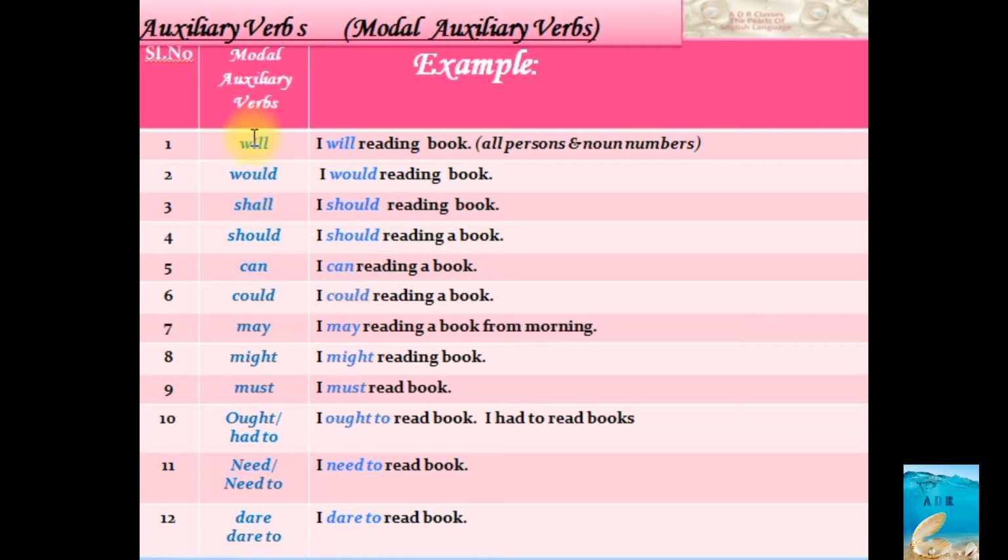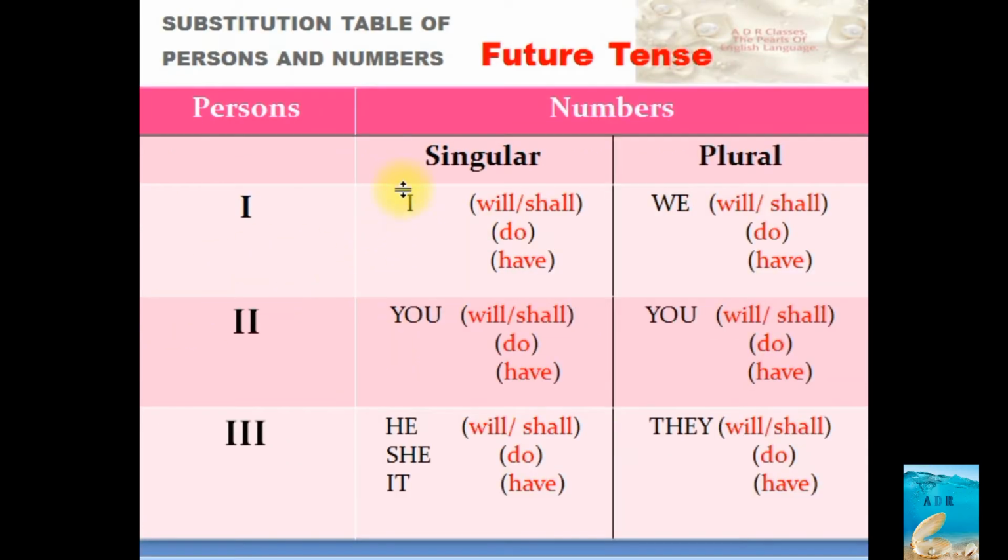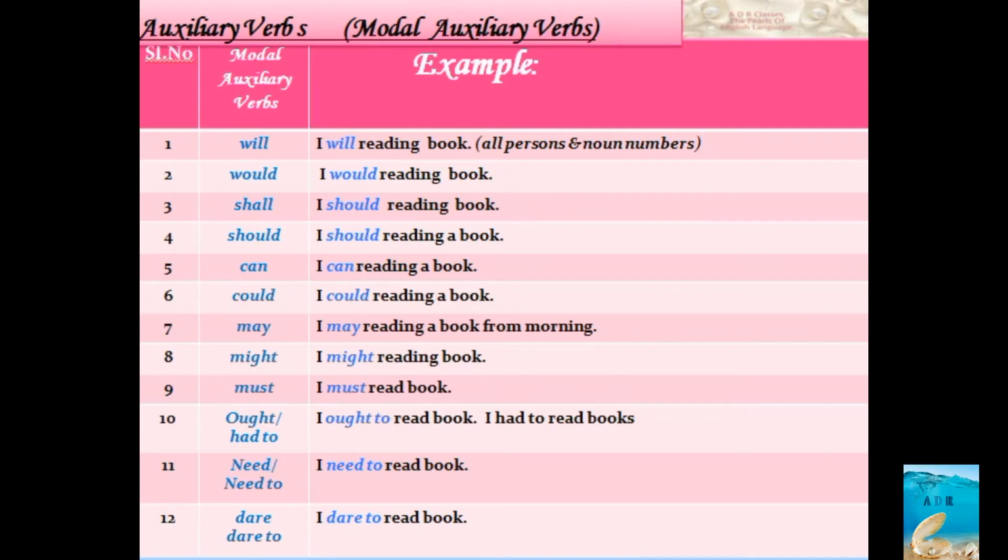The first auxiliary I have selected is will. I will read the book. I have given in brackets that this is applicable to all persons and numbers. As you know, these are the persons column, first person, second person, third person, and these are the numbers column, singular and plural: I, we, you, he, she, it, they. So this is applicable for all columns, persons and numbers. This is quite clear, isn't it?